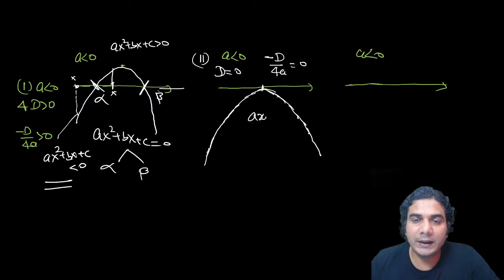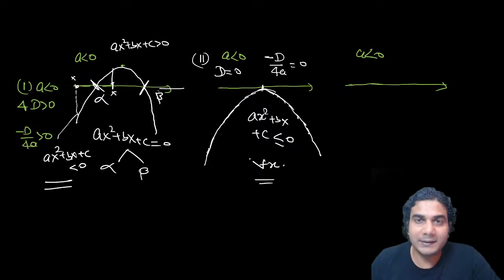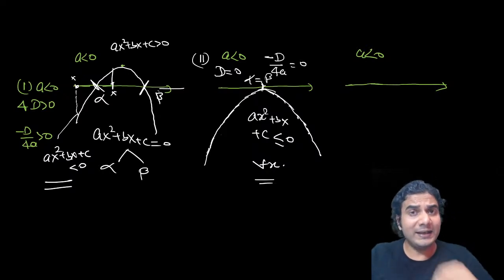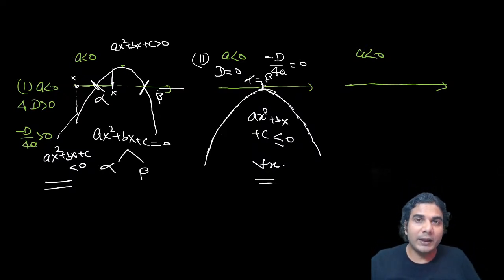In this case, you can say ax square plus bx plus c is less than or equal to 0 for all x, right? Either this quadratic is always less than 0 or it is equal to 0 for these two values. Alpha is equal to beta. Roots are equal, right? So if you put the root in this equation, ax square plus bx plus c, this will become 0. And if you put any other value than alpha, then it is going to be negative, right? Ax square plus bx plus c is going to be negative. I hope it is clear.